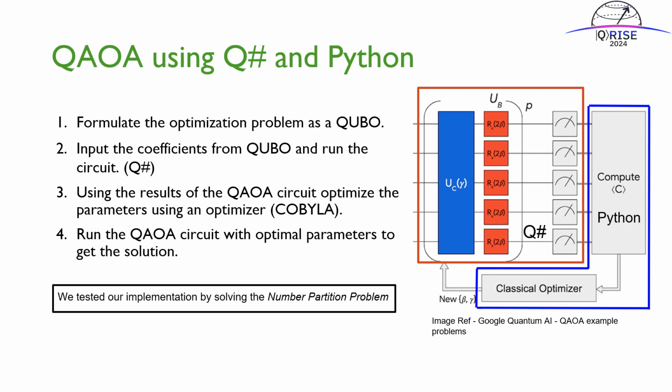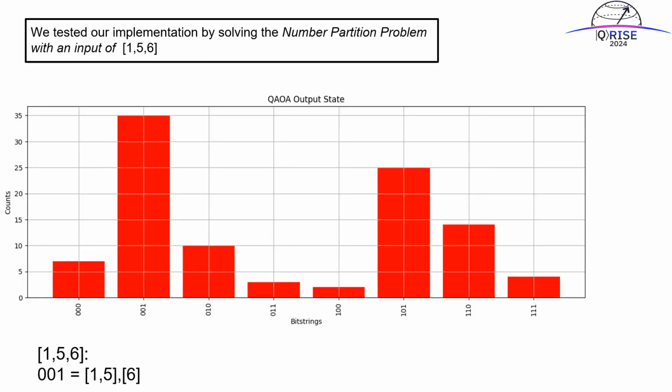To talk a little bit about how we tested our implementation of QAOA, we've provided an example. So, we started by exploring the implementation of QAOA by solving the number partition problem with an input list of 1, 5, 6. What this means is that initially you start with a list of 3 numbers, and the idea is you want to split that list into 2 lists such that the difference between the sum of list A and the sum of list B is minimized.